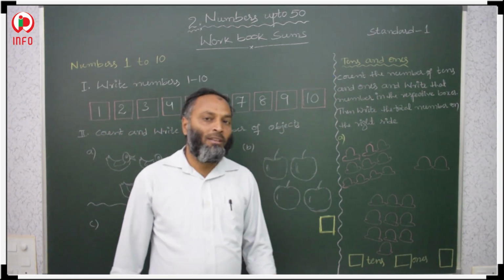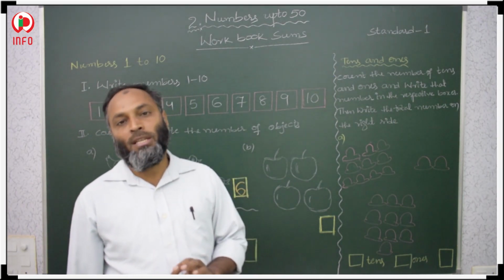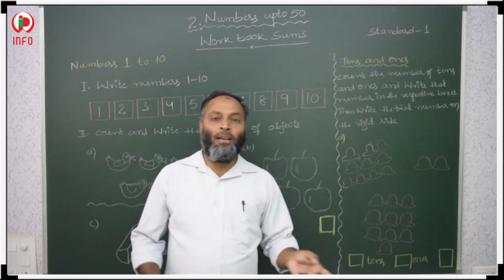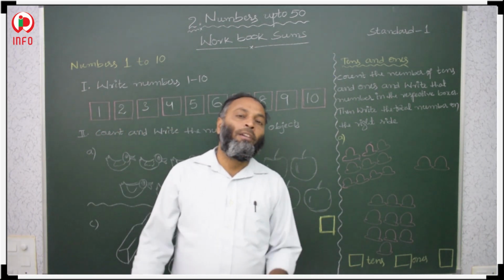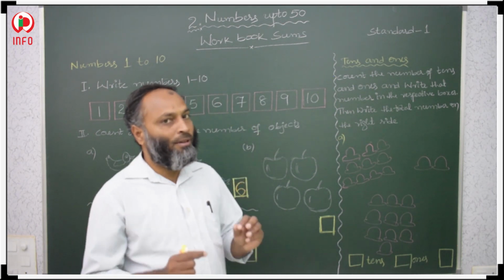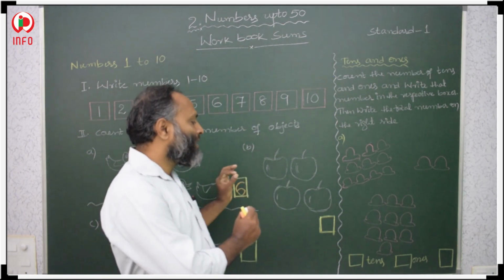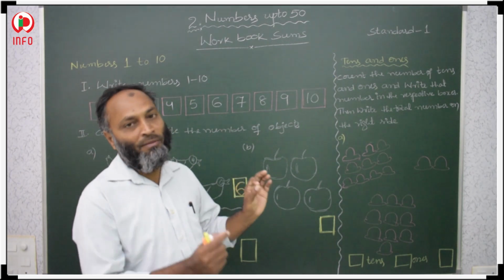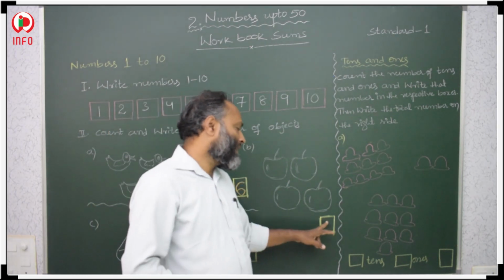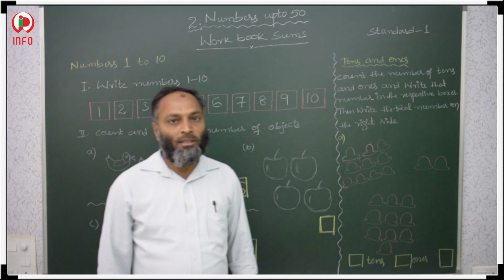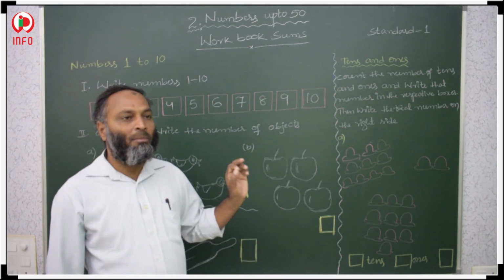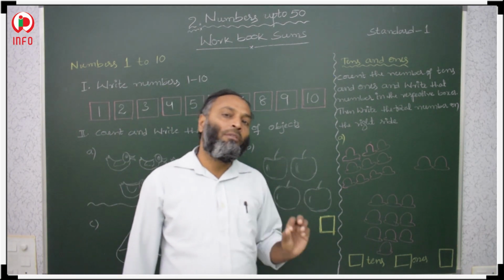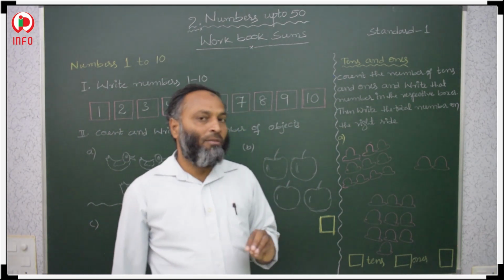Now in question B, here we took apples, but in your textbook some other pictures, other objects are given. No matter which object it is, either it is an apple, a cap, a tree, or a monkey, whatever it is, we just have to count. Whatever object is given, we have to count that object and write in the box. It does not matter what object it is. We have to count and we have to write.